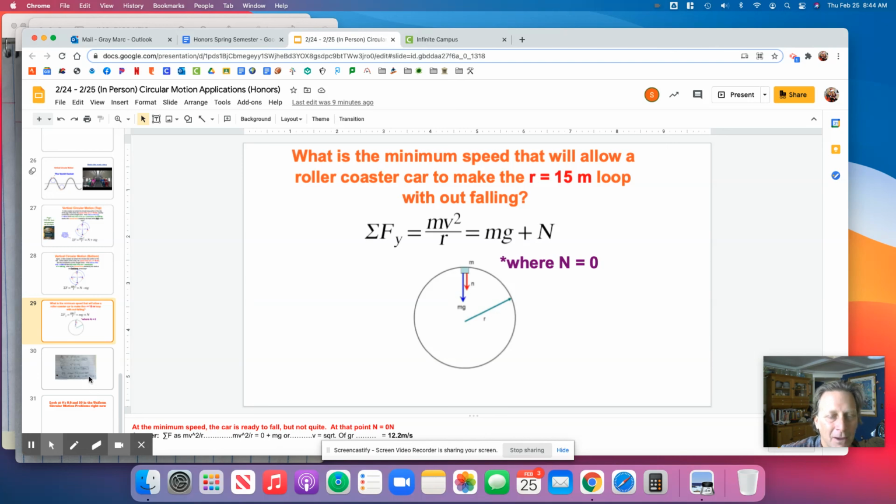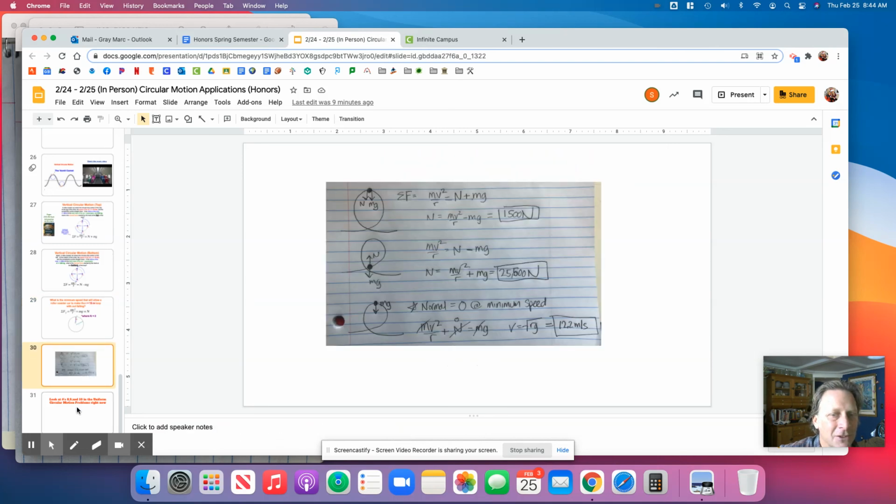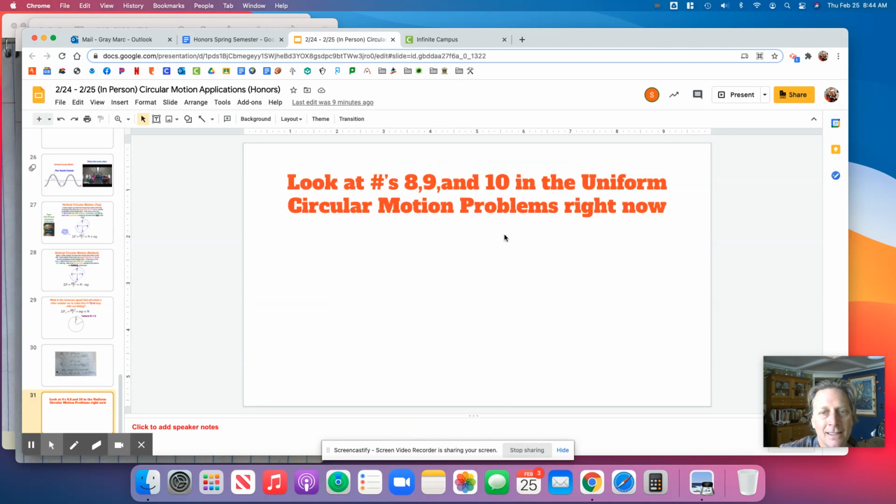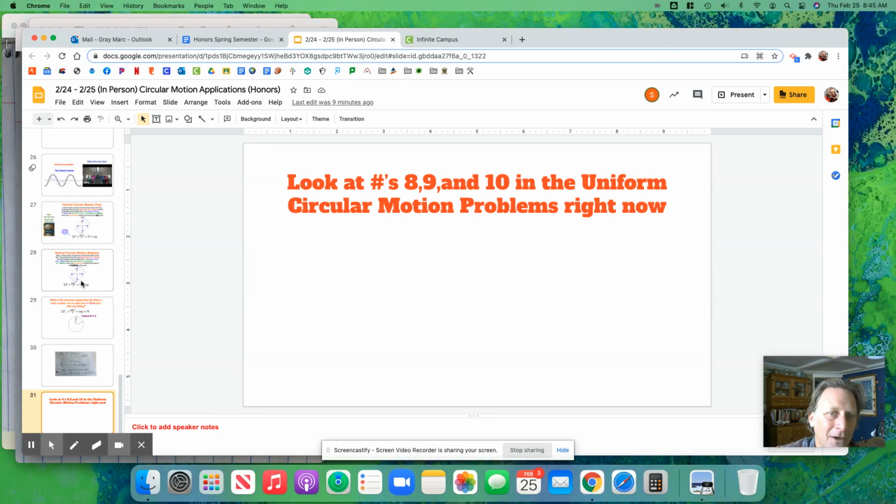All of those answers, by the way, are worked out here. Numbers 8, 9, and 10 deal with those problems right there. So that's pretty much everything we're doing today, working through these concepts and getting on top of the applications for circular motion.